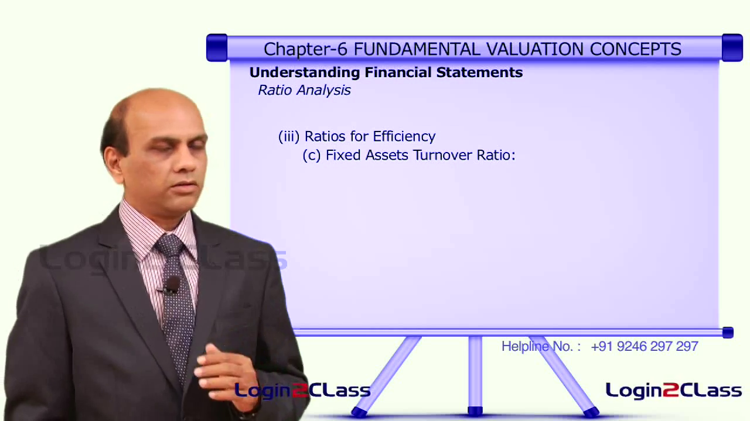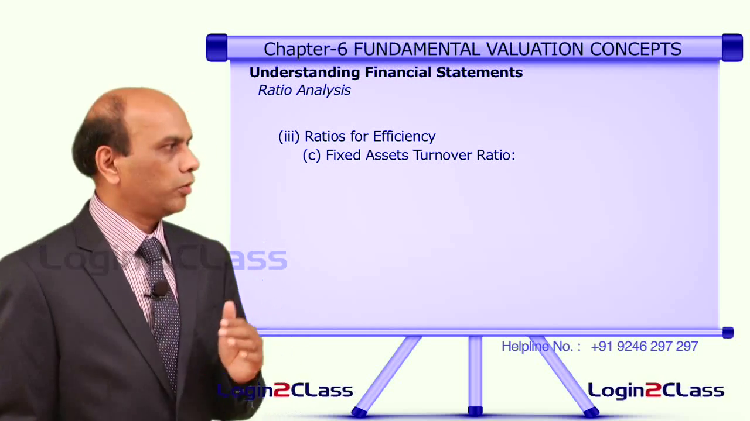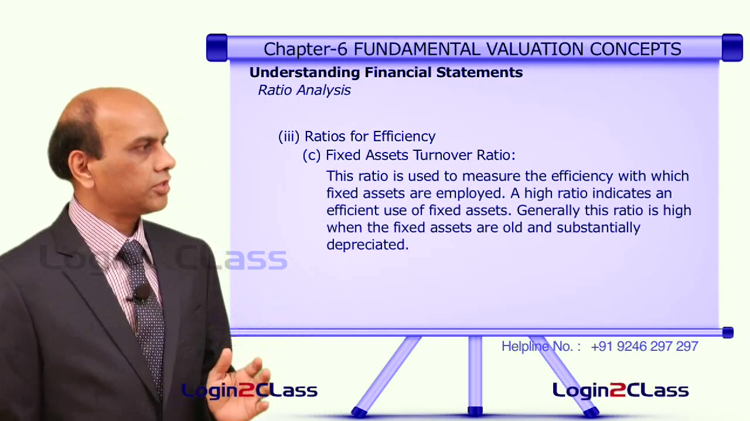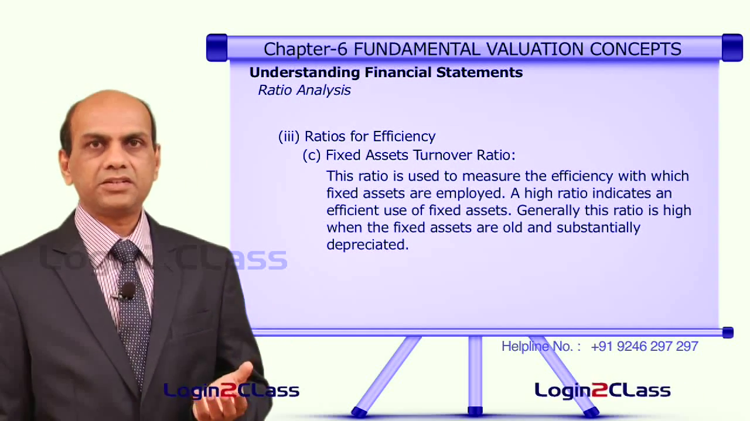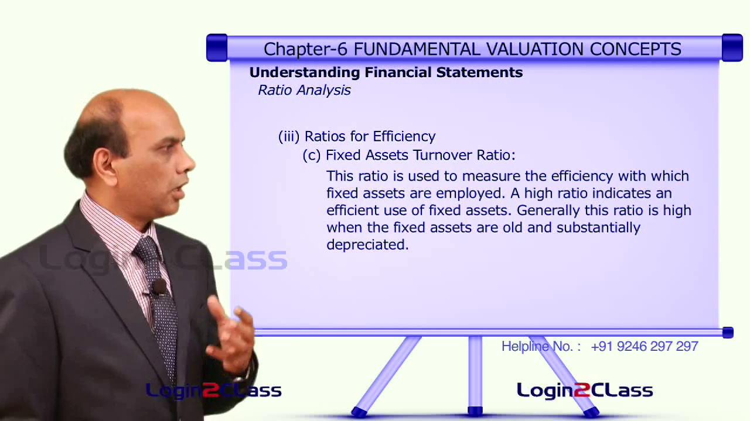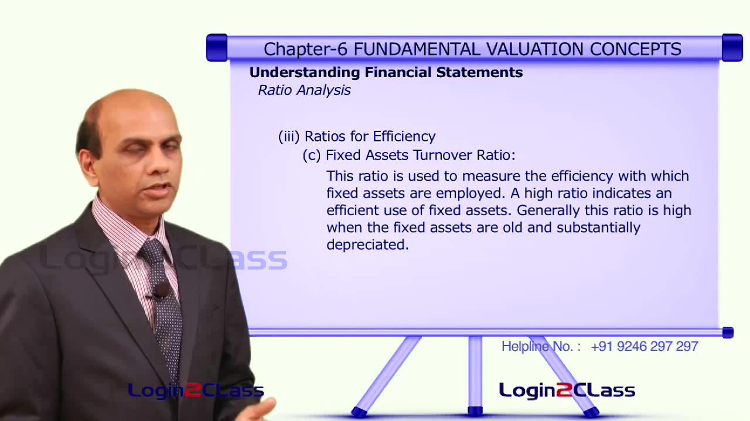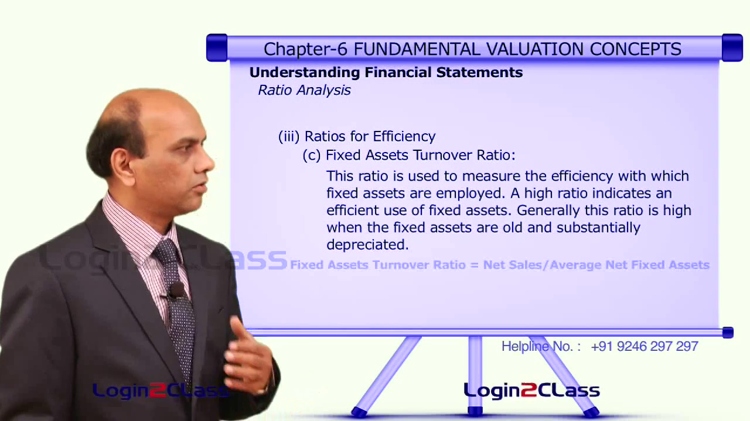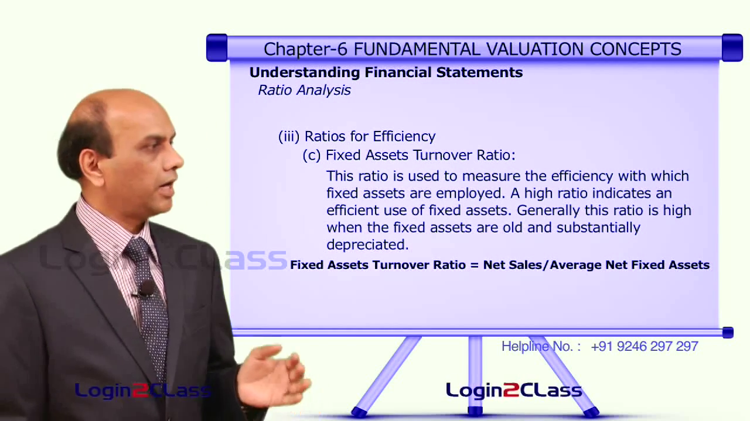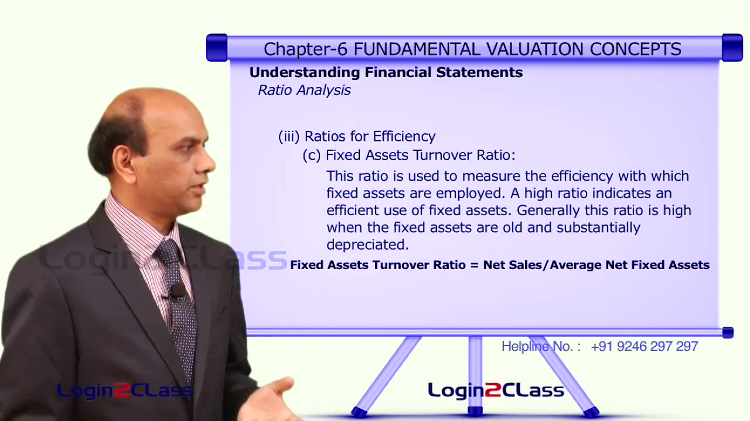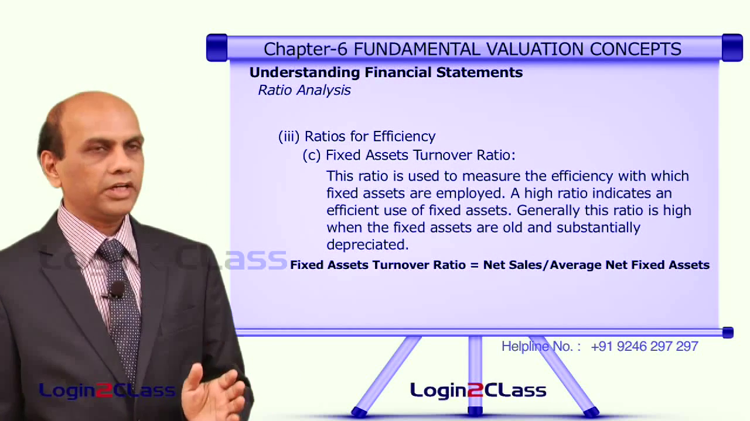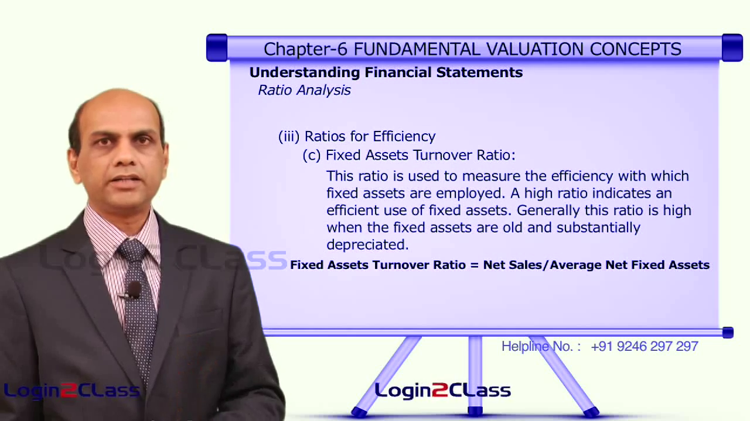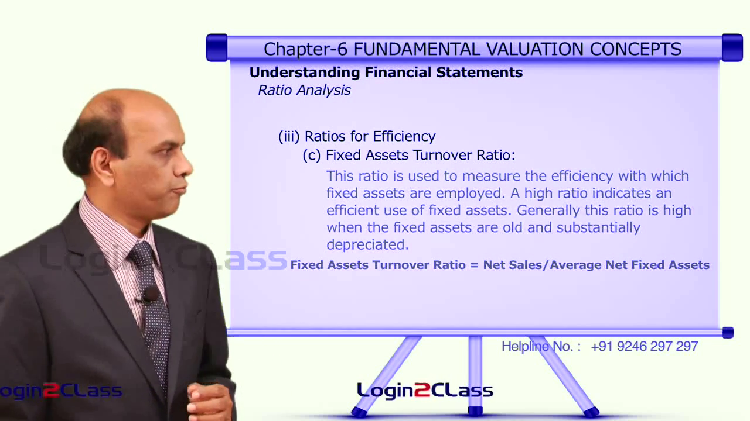Now, third one, fixed assets turnover ratio. This ratio is used to measure efficiency with which fixed assets are employed. A high ratio indicates efficient use of the fixed assets. Generally, this ratio is high when the fixed assets are old and substantially depreciated. Fixed assets turnover ratio is equal to net sales divided by average net fixed assets.